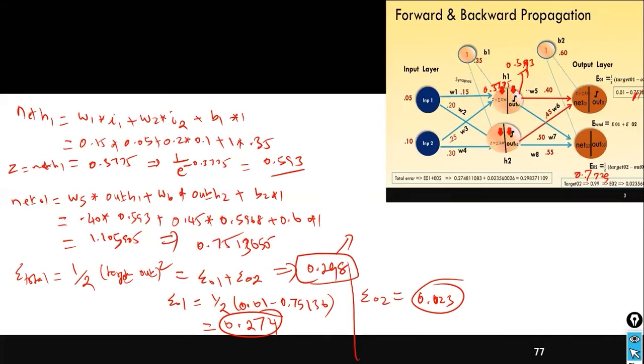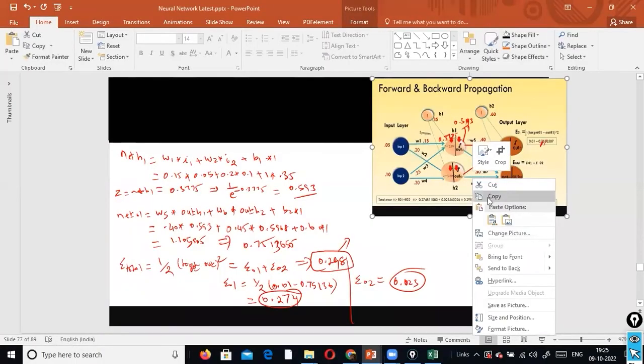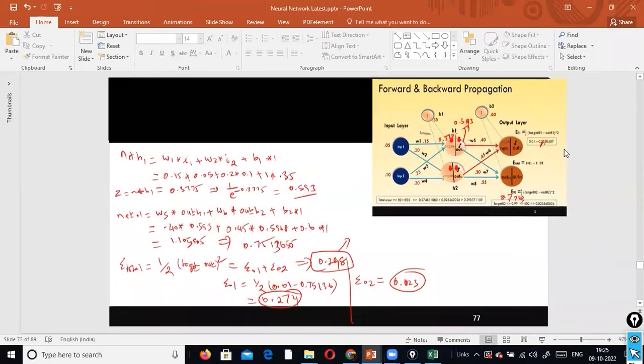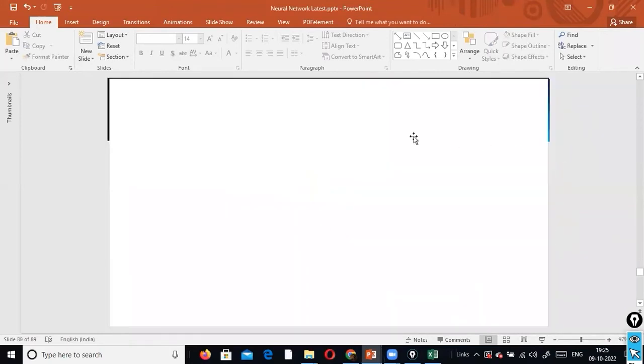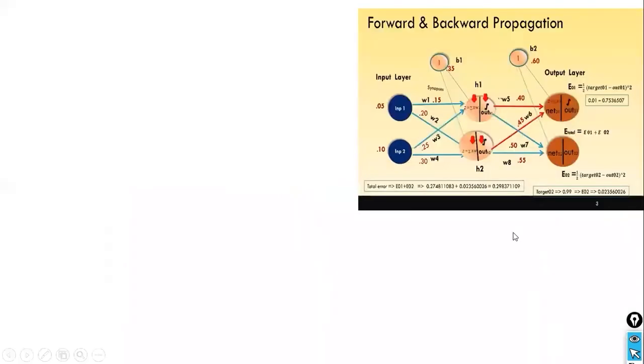Now what we will do is, to start with this, I just keep this as it is for our reference. I just copy and paste it in the next one. So now we'll start with the output layer for the back propagation. We'll start with the output layer.